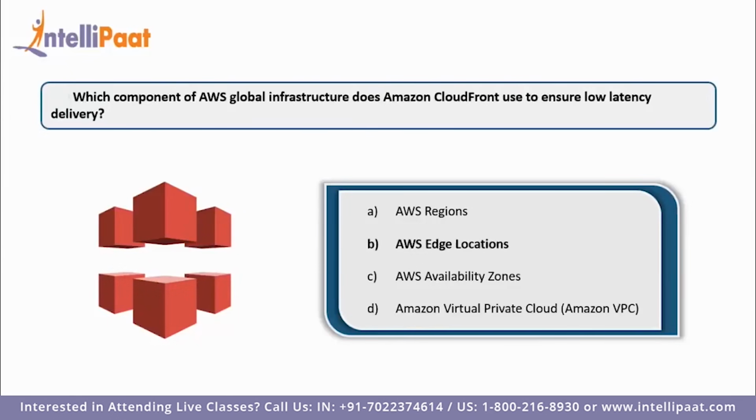Okay, so edge locations are basically the servers that are located near your place or near a particular availability zone, which cache the applications which are available in different regions or at far places.